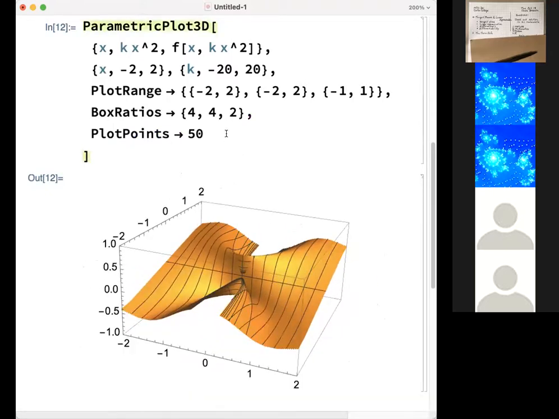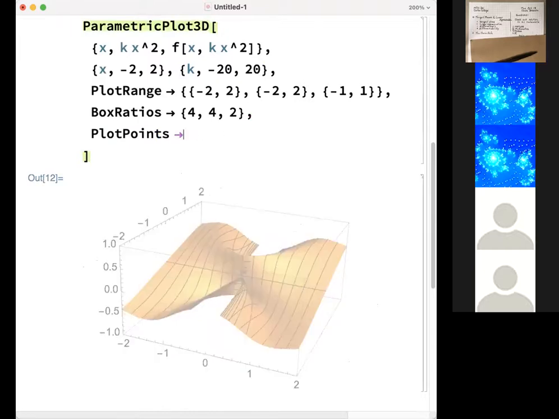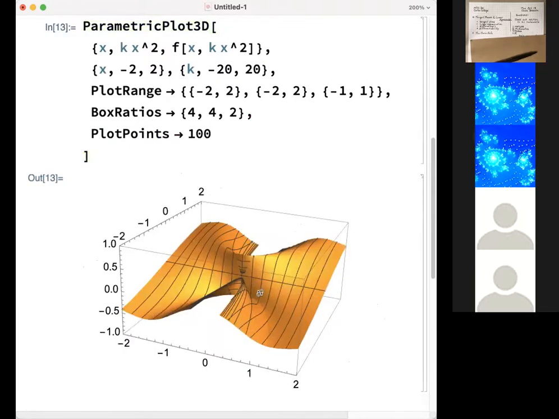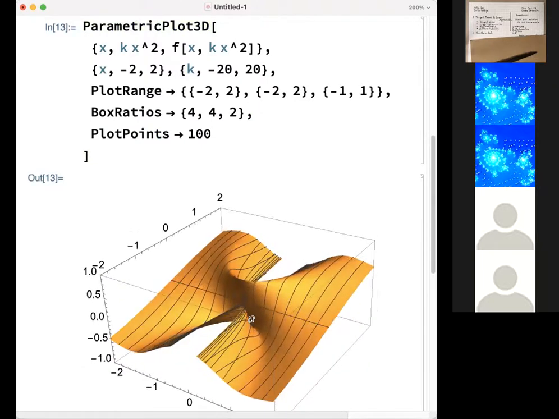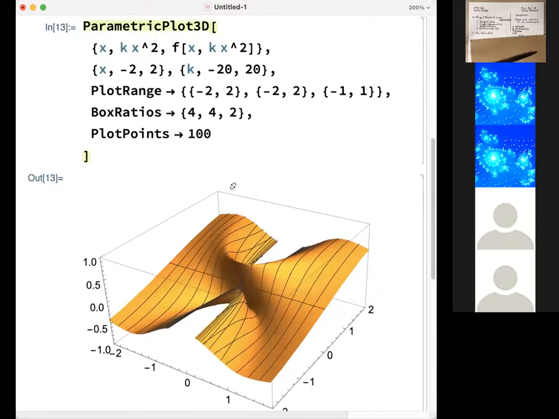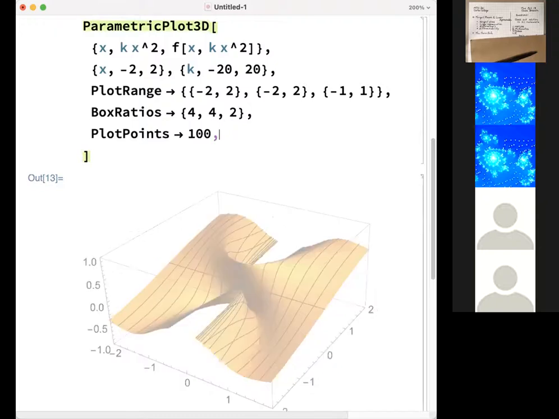Let's try 100. That is definitely smoother. And let's get rid of this mesh. This is not convenient for me right now. I think I'd like to do mesh by contour lines, but I wouldn't do that yet. But let's do mesh equals none.